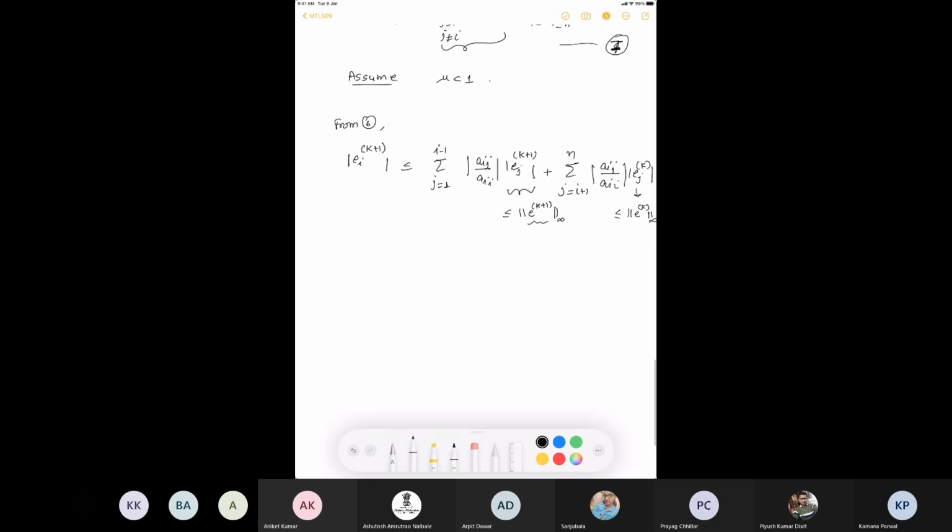And whatever is the remaining thing, you can see that this is going to be alpha i, and here we are going to get beta i. So this is less than or equal to alpha i times the L-infinity norm of ek plus 1, plus beta i times the L-infinity norm of ek. Okay, and this still remains true for each i.